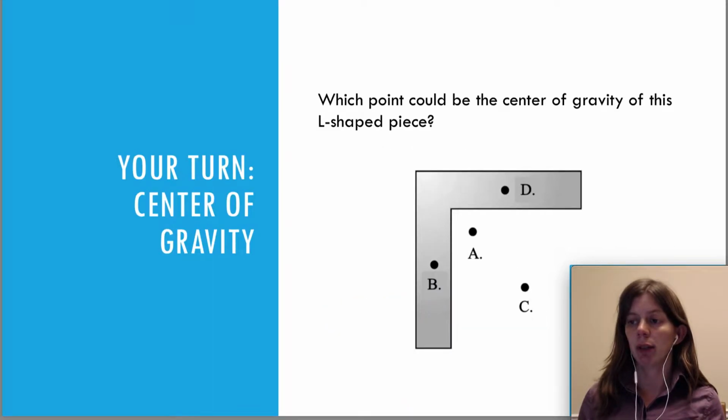For the center of gravity, we have an L-shaped piece here. Which point could be the center of gravity of this L-shaped piece? Let's assume that the weight, the mass here, is evenly distributed along the object. The easiest way to think is, where would be a balance point? And it's funny because it actually doesn't have to be on the object itself.